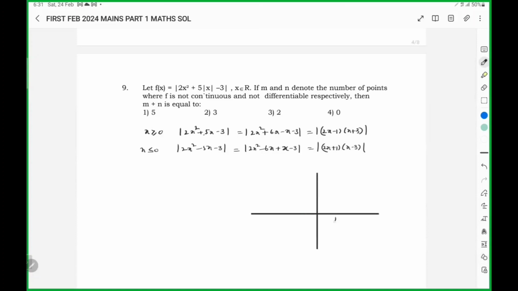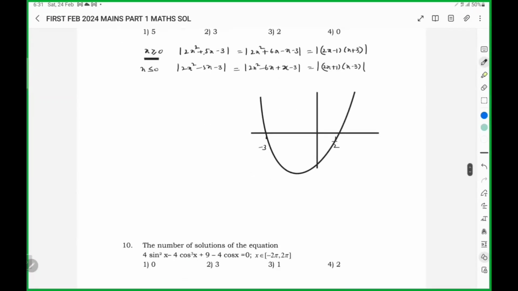Here it is half, somewhere minus 3. So the quadratic function actually looks like this, but it is defined only for positive x. So that means for this graph, finally, we have to consider the positive part only. So this negative part we have to remove. Since modulus is there, negative becomes positive. The graph comes like this.